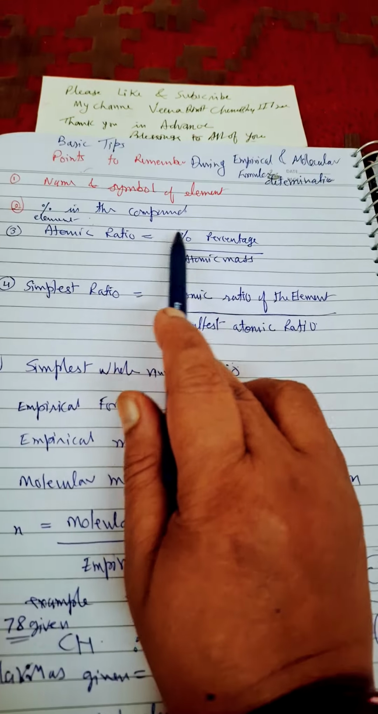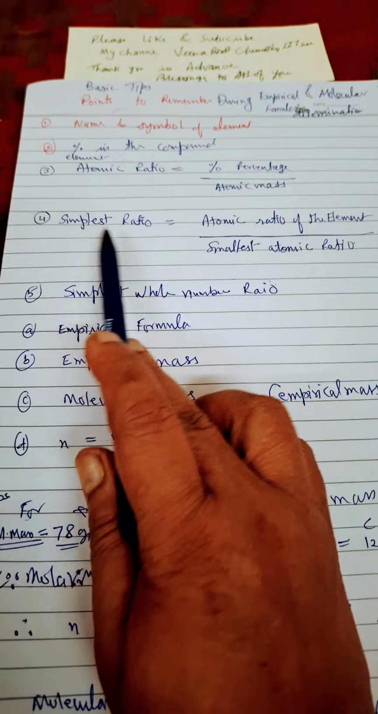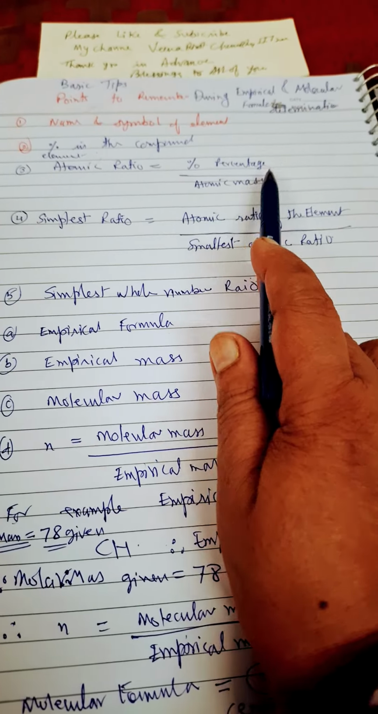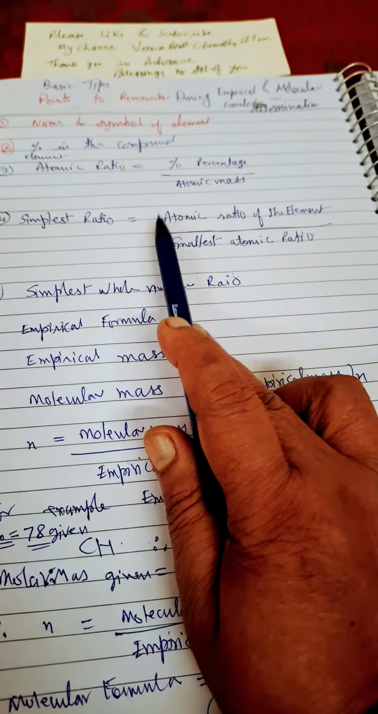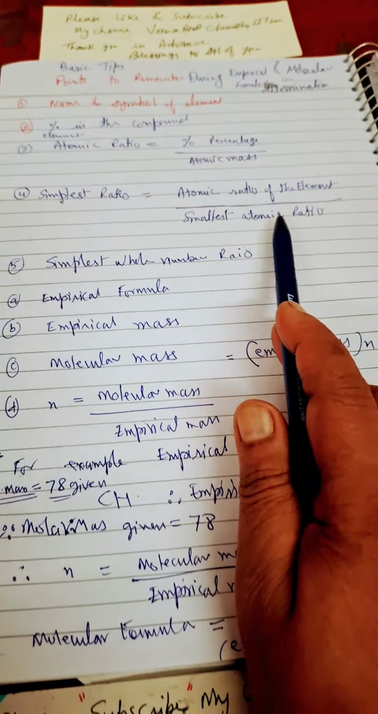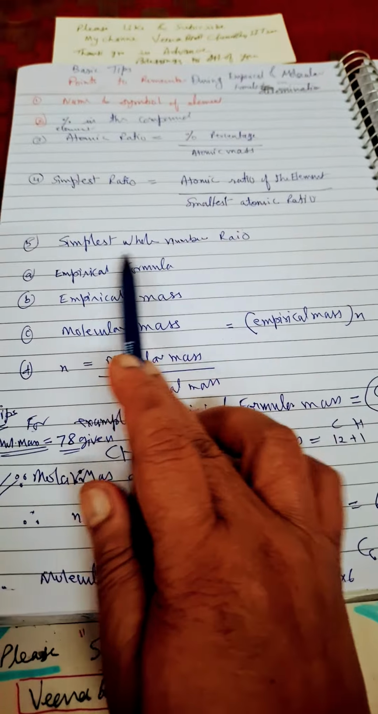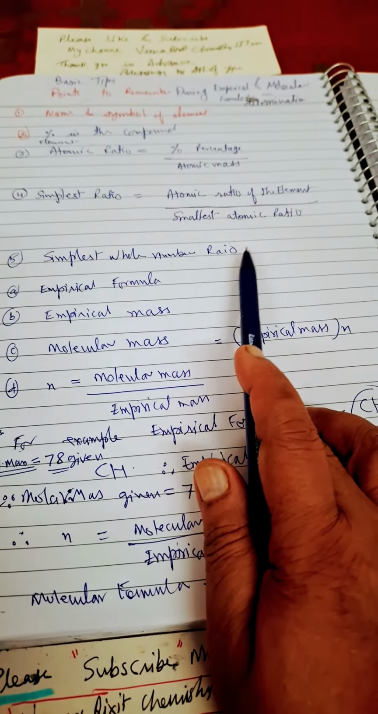So atomic ratio will be equal to the given percentage divided by atomic mass. Then simplest ratio: whatever atomic ratio we get, we see the smallest atomic ratio. So simplest atomic ratio will be equal to the atomic ratio of the element divided by the smallest atomic ratio. By this we get the simplest whole number ratio.